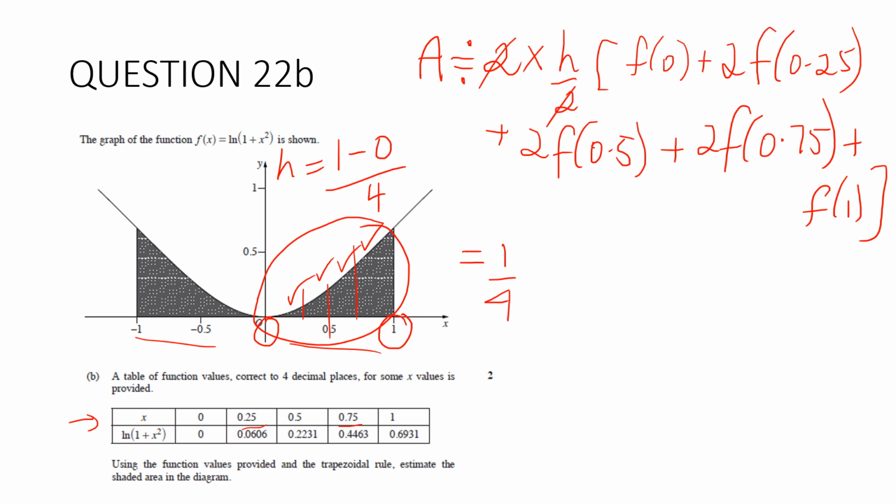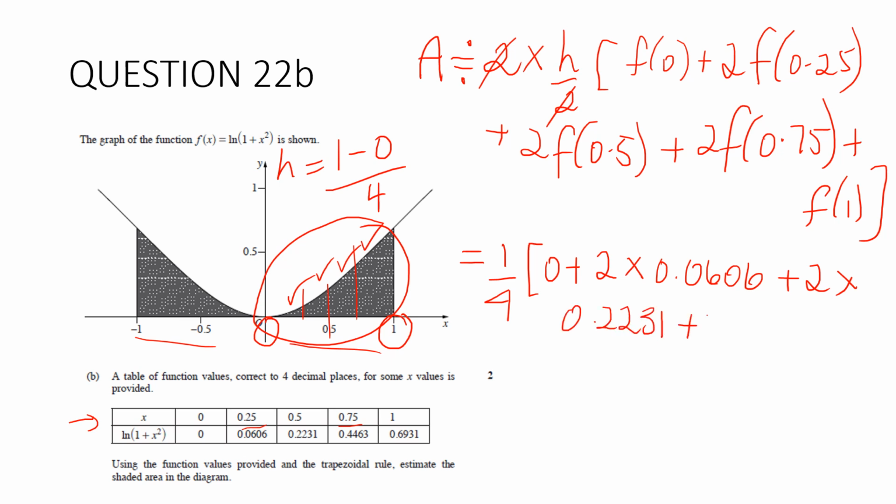And let's substitute our values in. 0 plus 2 times 0.0606 plus 2 times 0.2231 plus 2 times 0.4463 plus 0.6931, and put that in the calculator.